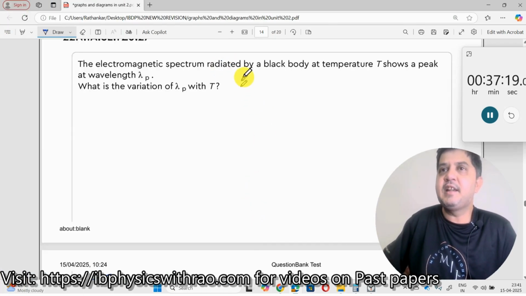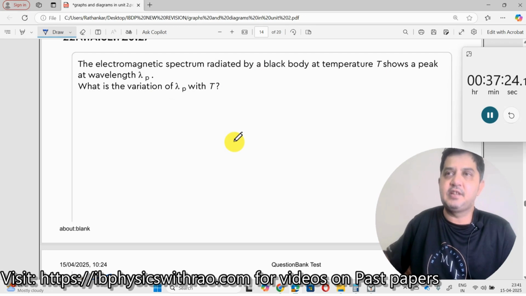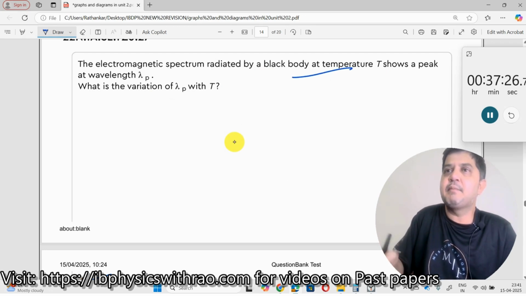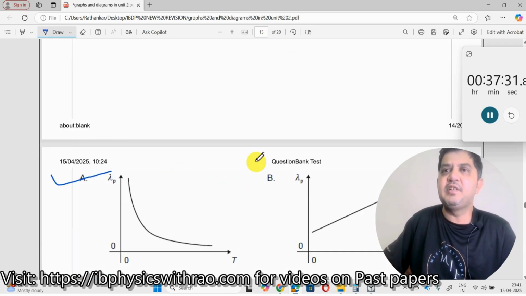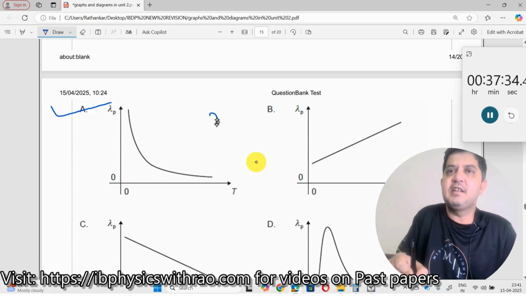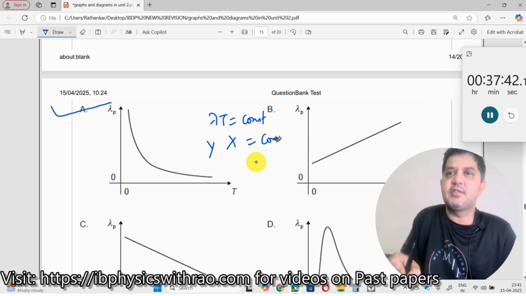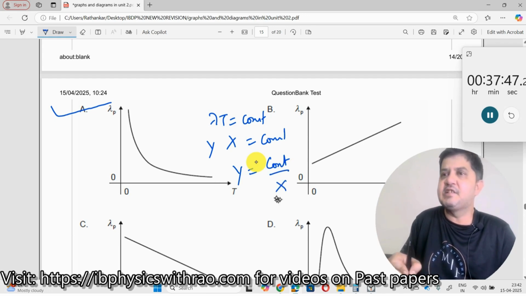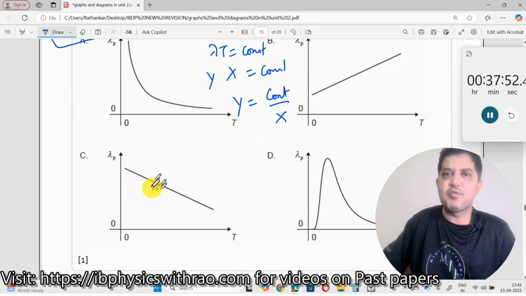The EM spectrum radiated by a black body at temperature T shows a peak at wavelength lambda P. What is the variation of lambda P versus T? When you say black body, lambda into T is equal to a constant, which is known to you. Now he is asking which graph will show this. Lambda into T equal to constant means, with lambda on the y axis and T on the x axis, y is equal to constant divided by x, inversely proportional. A is the right answer. This one is directly proportional. This is also directly proportional. This is y equal to minus mx plus c. This is a chaotic curve which you cannot have.